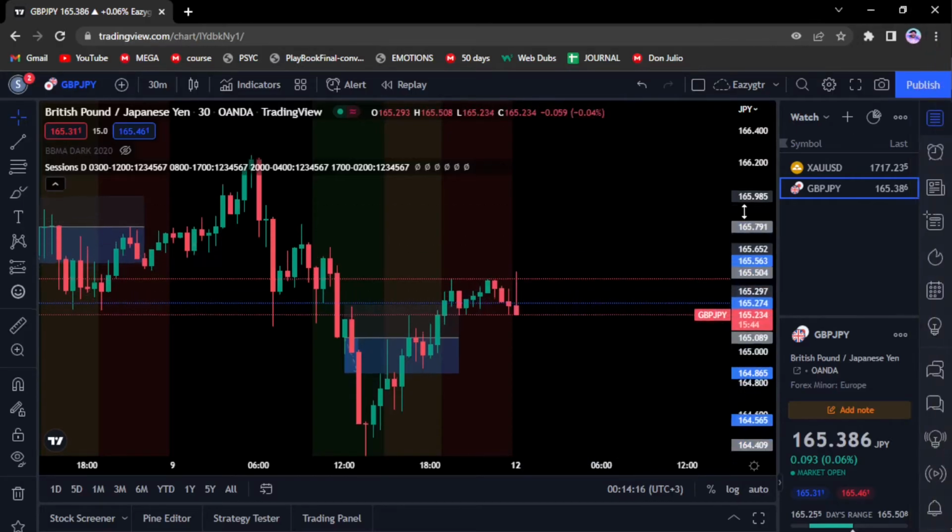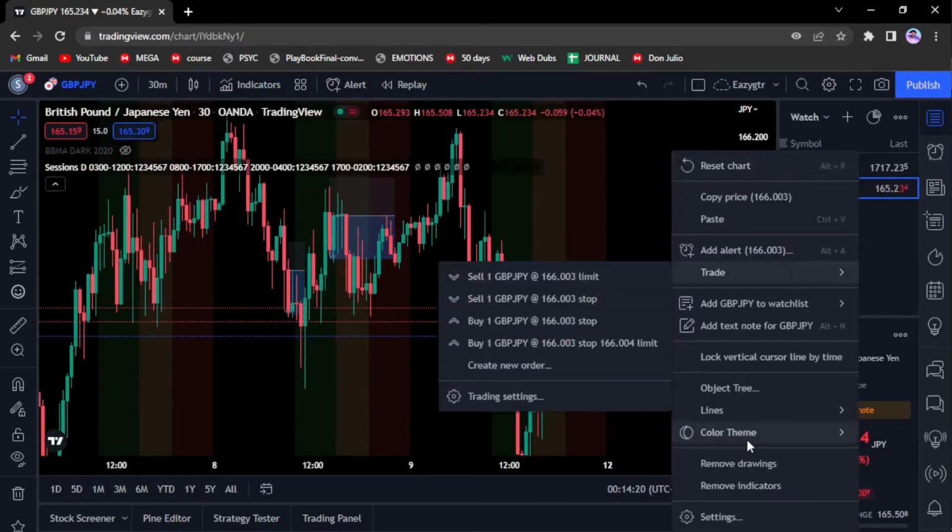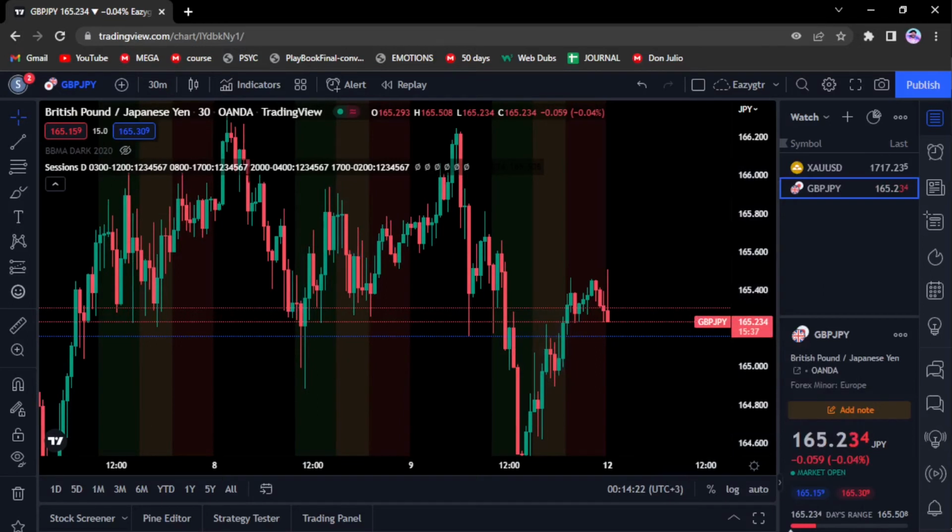So today I'm going to show you how to draw simple support and resistance. Don't worry about this. This was my back test for last week.